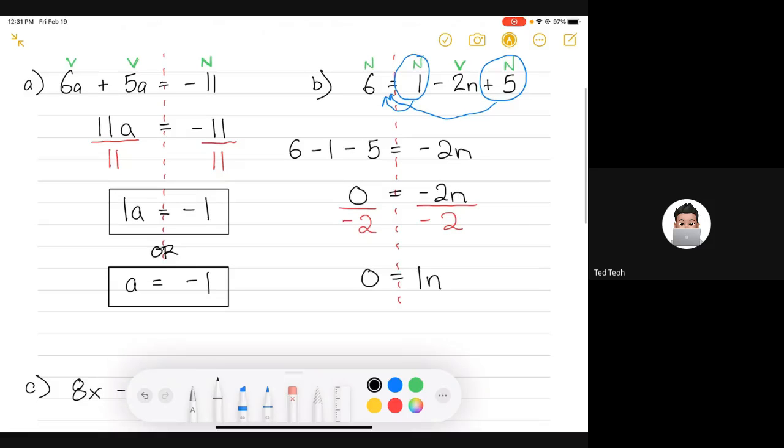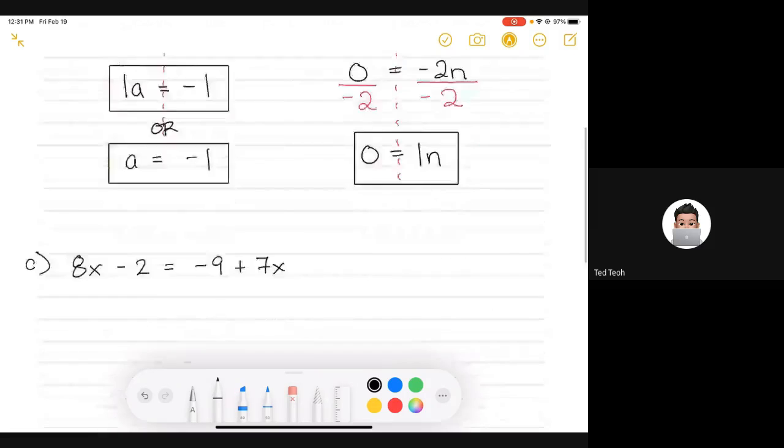Again, if you want to write just n, you can just write n by itself. And that is the final answer. Okay, let's try another example.